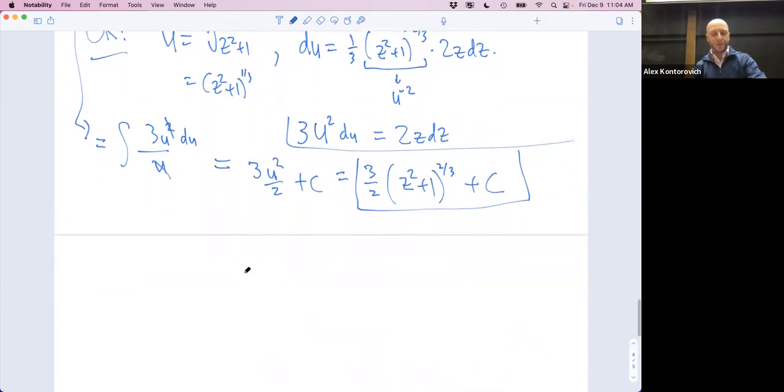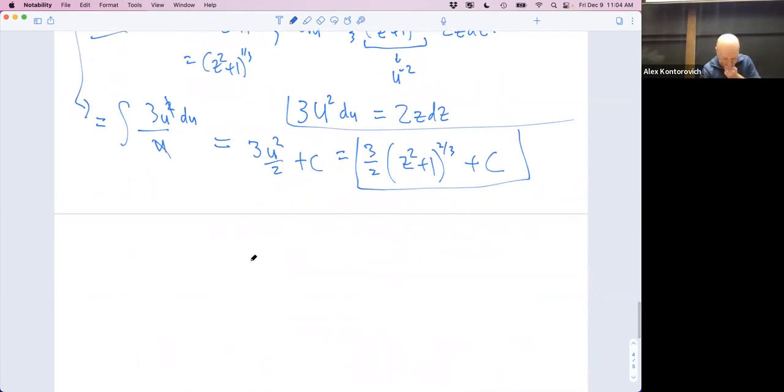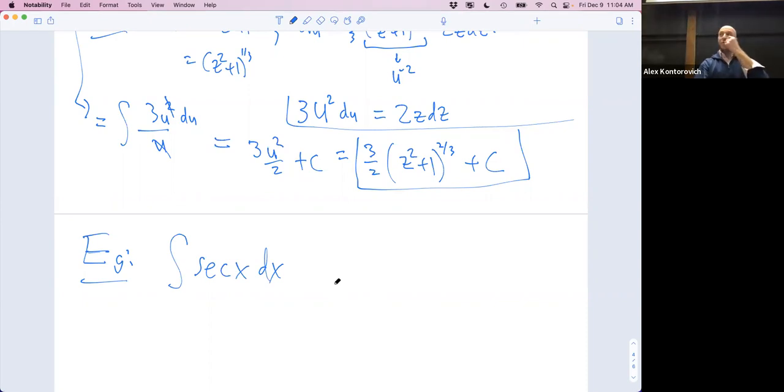Let's do a couple more examples. Here's a very tricky one. What's the antiderivative of secant? Secant squared, I know the antiderivative. Secant by itself, does that have a nice antiderivative? Secant is 1 over cosine, but I need a sine function in the numerator to balance the cosine if I want to use substitution.